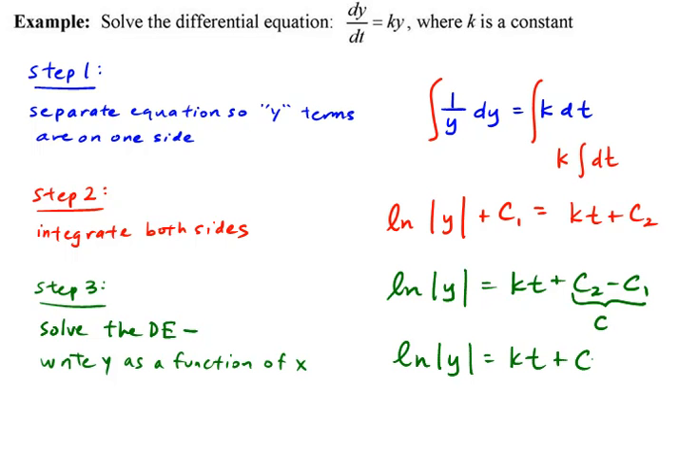In order to clear out the natural log and have y only, we're going to need to exponentiate, which means I'm going to take e to each side. So e to the natural log of absolute value of y, and e to the kt plus c power. And I end up with the absolute value of y equals e to the kt plus c.